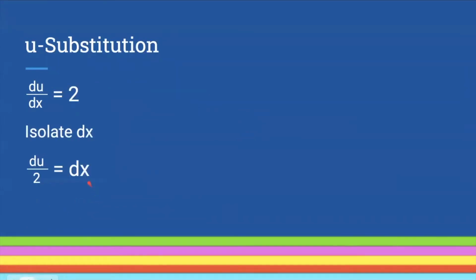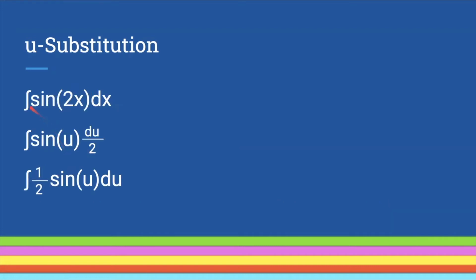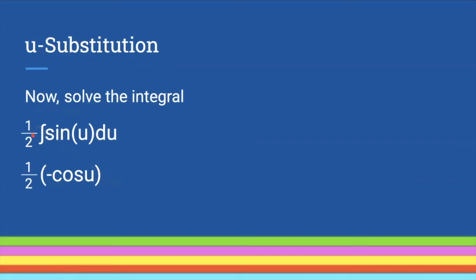And then now you want to isolate dx. So multiply both sides by dx and divide both sides by 2. So now we know these two pieces of information, and then we can substitute these back into our original integral. So this was our original integral, and we know that 2x is equal to u, and dx is equal to du over 2. And then we have like a 1 over 2. That's just a constant, so we can move that to the front. All right, and then just carry the constant 1/2 out of the integral and then solve.